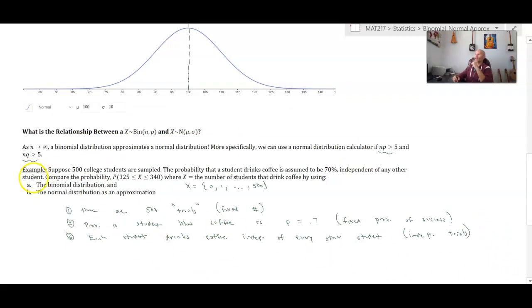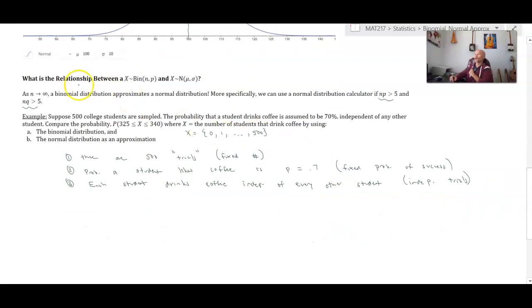So what do we want to know? We want to know the probability that between 325 and 340 students drink coffee. We could also get our mean, which we don't necessarily need, but I'm going to go ahead and compute it here. In our case, n is 500, p is, I'm sorry, it's not 0.5, it's 0.7. I don't know why I keep saying that. 500 times 0.7, which comes out to 350.